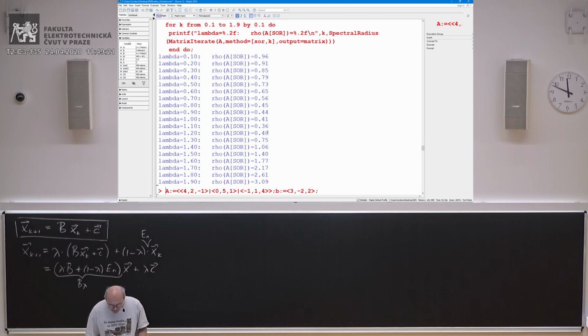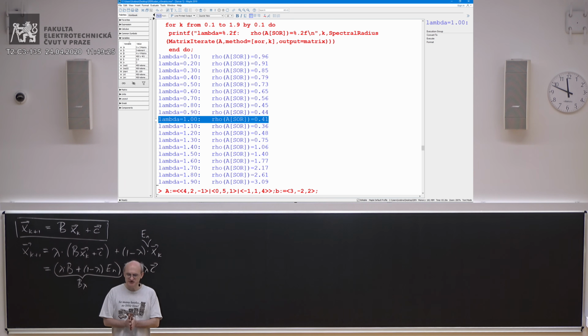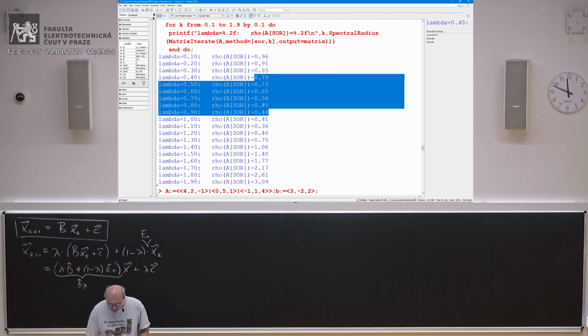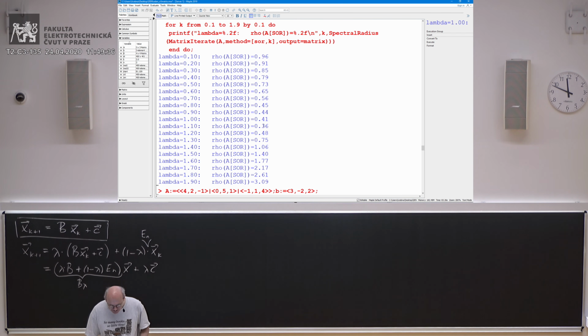Okay, here we can see lambda equal to 1, so Gauss-Seidel iteration actually converges. And when we apply relaxation and take lambdas less than 1, we are actually making things worse. But if we take lambda larger than 1, we can improve a little bit, when lambda is 1.1. But if we overdo it, we get a divergence. So again, that's the parabolic shape, so to speak, of spectral radii.